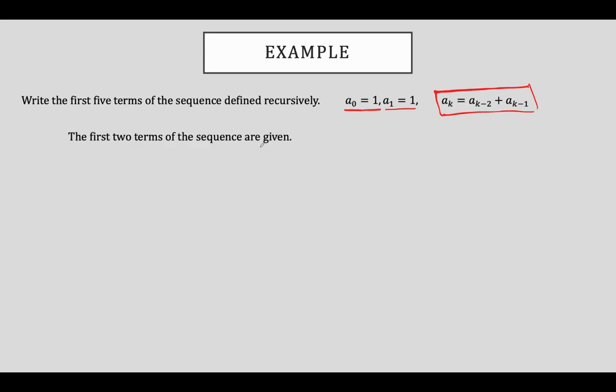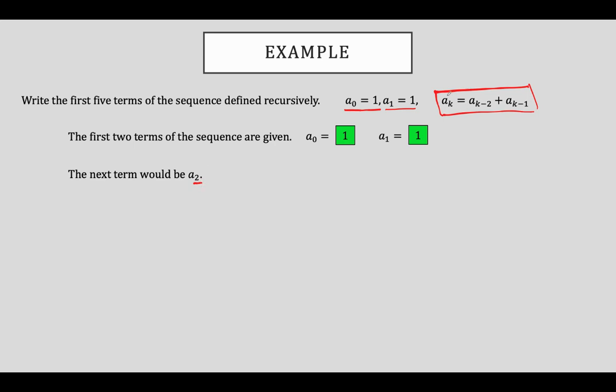As we've already said, the first 2 terms of the sequence are given. A0 is equal to 1. A1 is equal to 1. Don't be afraid if the first term is 0. They will tell you that, as you see here in this particular problem. Well, the next term, if we're going in order by integers, 0, 1, the next term would be a subscript 2.